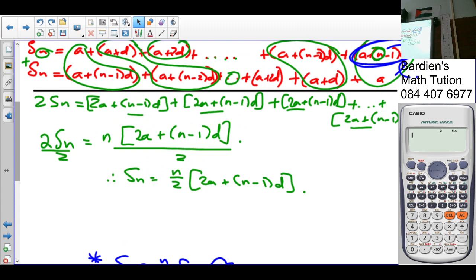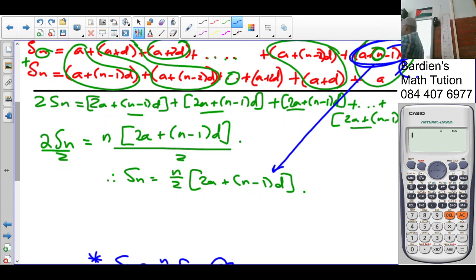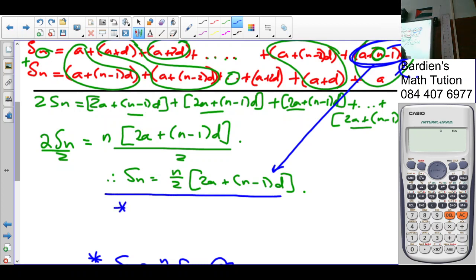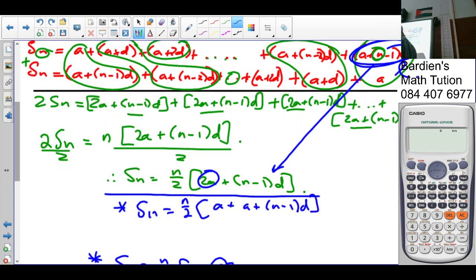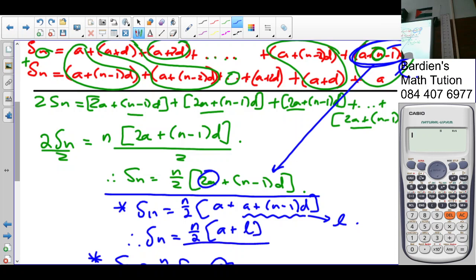So in other words, I must get this here somewhere. Can you see that? That's where we'll stop if that was the question. But we can say Sn is equal to n over 2 into 2a, which is the same as a plus a plus (n minus 1)d, where this here is your last term. So you can calculate, therefore, Sn is equal to n over 2 into a plus l. That's how they get the second formula.